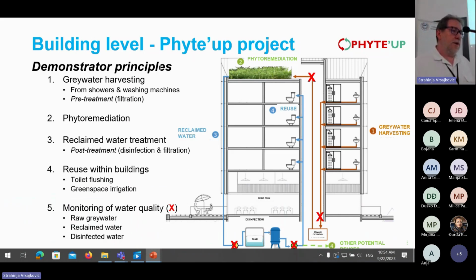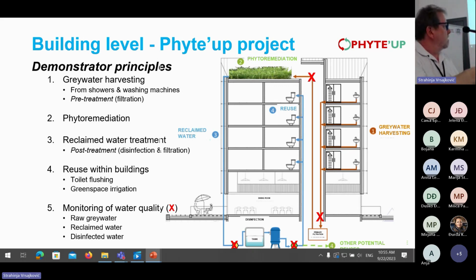Briefly, how does it work? This is a scheme of a demonstrator. First, you harvest all the grey water, or some of it, from your building. In our case, we focus on shower and washing machine grey water because when we studied the quality of grey water, this was the one that could be the easiest to treat. There is a pre-treatment, filtration to remove suspended solids.